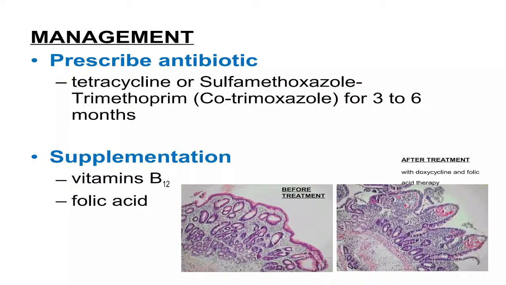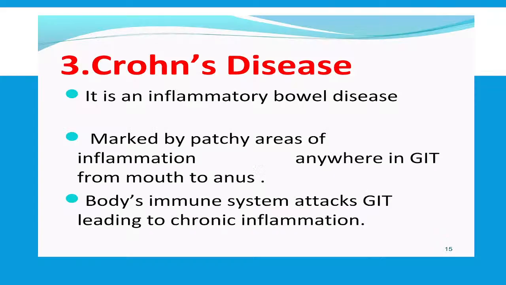Okay, then we have Crohn's disease. It is an inflammatory bowel disease. We will deal with it in the next lecture. It is marked by patchy areas of inflammation anywhere in the GIT from mouth to anus, where the body's immune system attacks the GIT, leading to chronic inflammation.